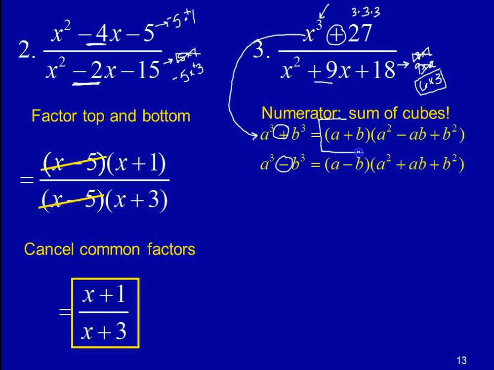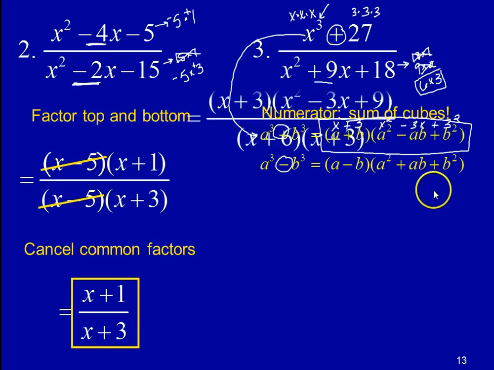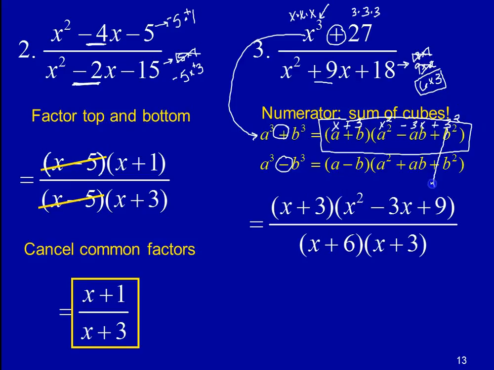So I'm looking right here. What am I plugging in for A and B into my formula? X cubed is x times x times x. 27 is 3 times 3 times 3. So every A, I'm going to plug x, because that's where I get my A cubed. And every B, I'm going to plug 3. So this is going to give me x plus 3, x squared minus 3x plus 3 squared. And when I write this down, 3 squared is 9. So that gives me x plus 3, x squared minus 3x plus 9.